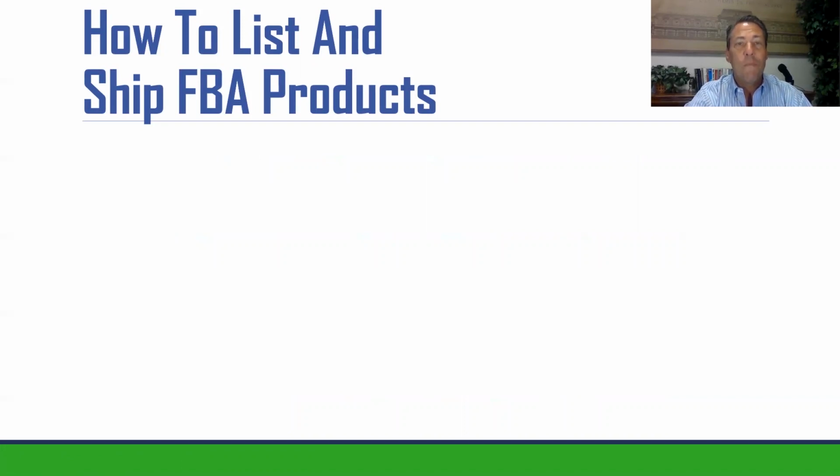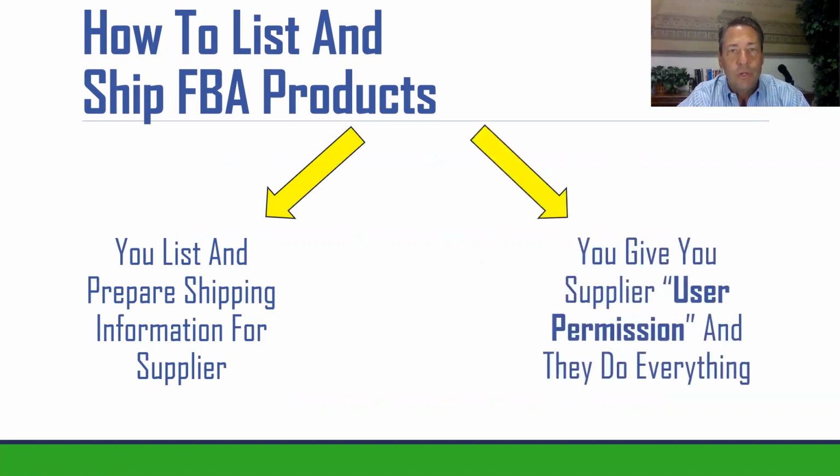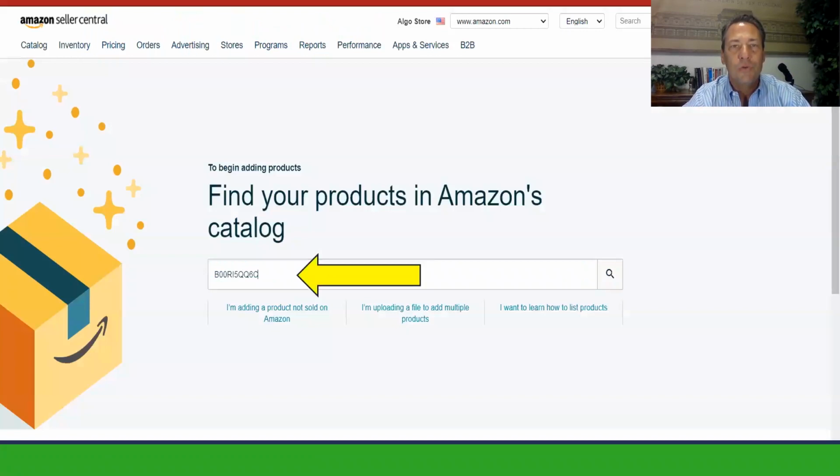All right, so there's two basic options. Number one, you can do everything yourself. You can list and prepare the shipping information for your supplier, or you can give your supplier user permission. When you do that, you're basically turning over all of the work, energy, and effort of listing and shipping products to your supplier. Now, not every supplier is willing to do it, but those that are, I love that as an option. But today we're going to focus on how you do it yourself.